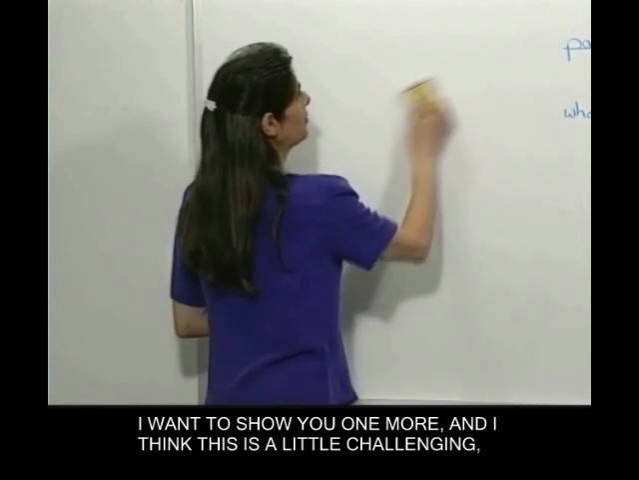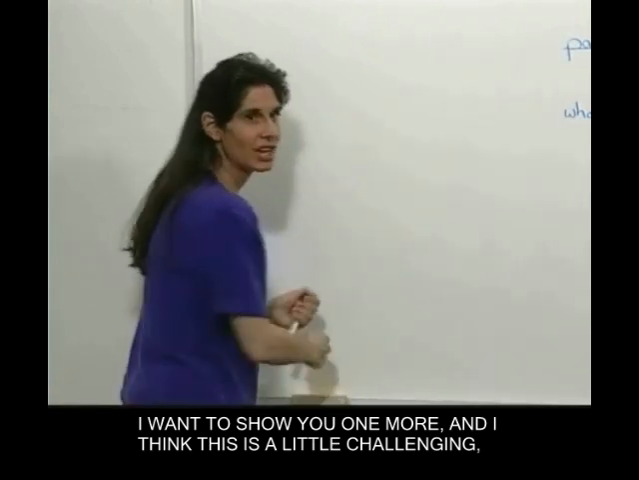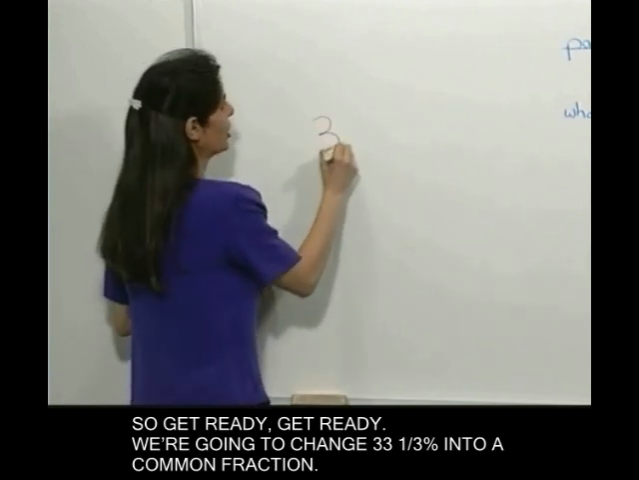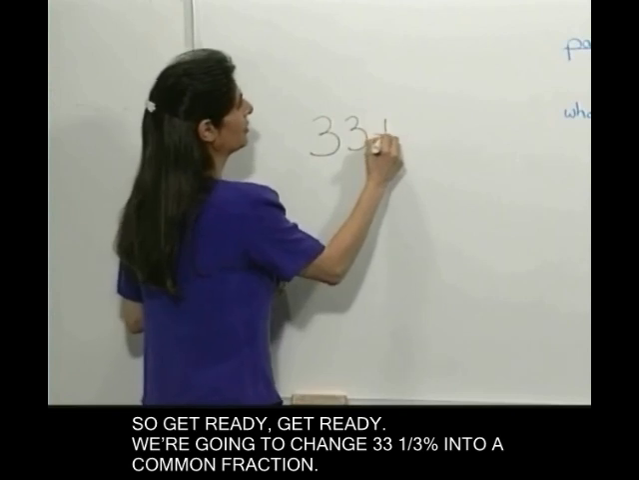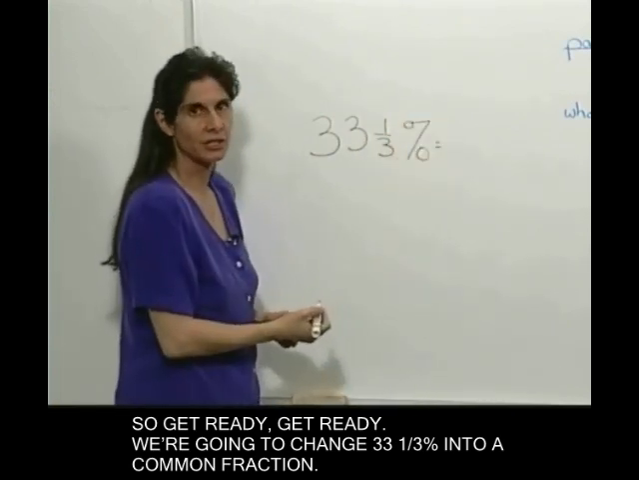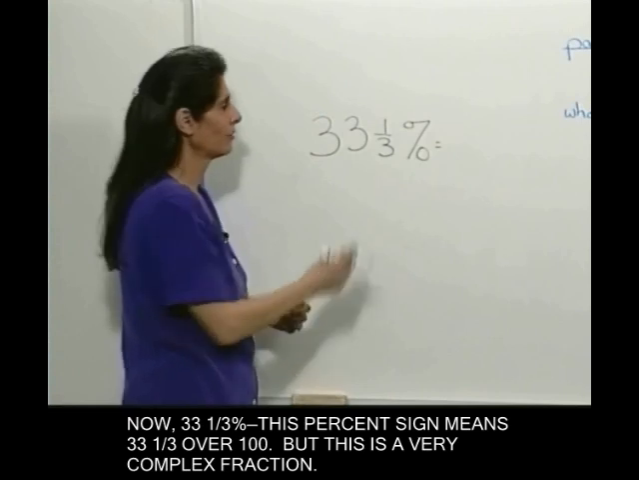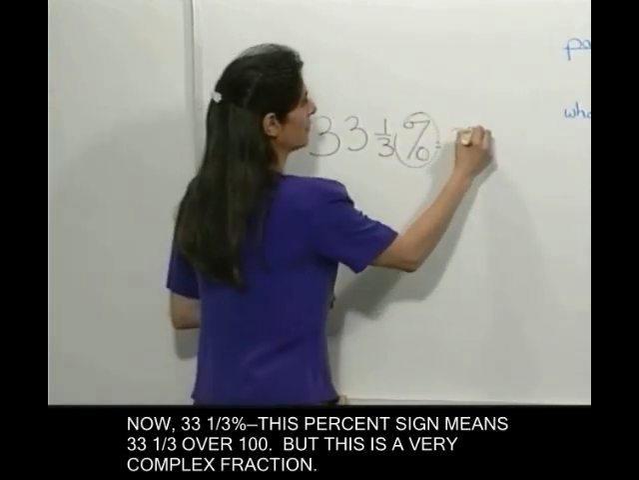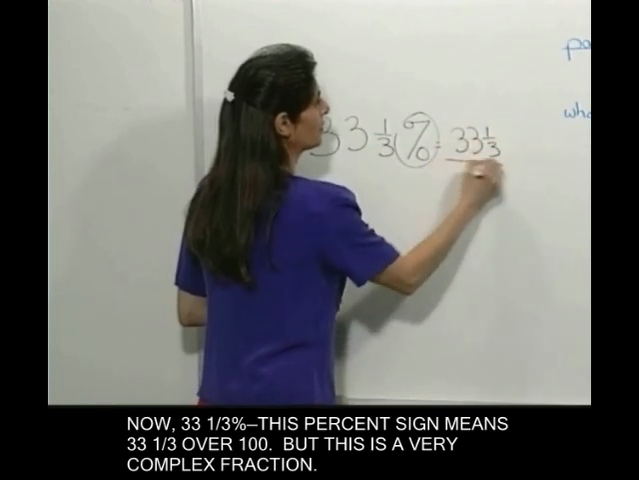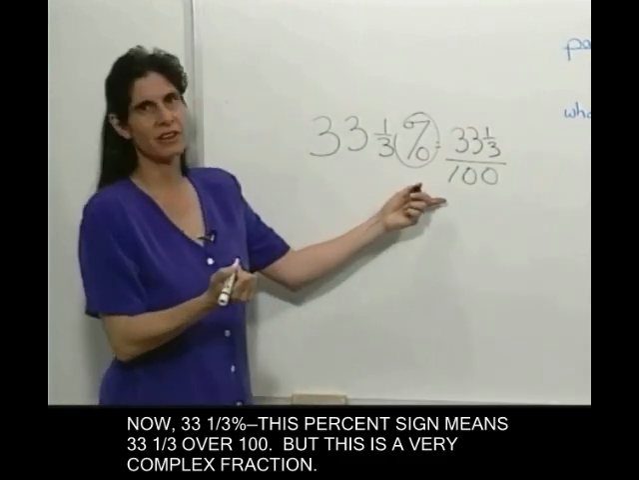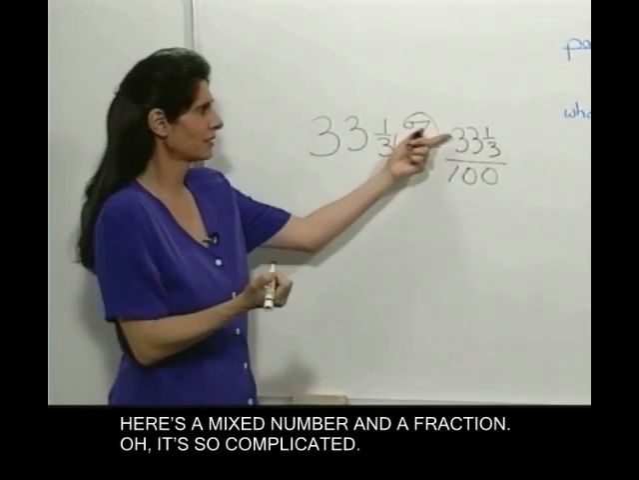I want to show you one more, and I think this is a little challenging. So get ready. We're going to change 33 1/3% into a common fraction. Now, 33 1/3%. This percent sign means this. It means 33 1/3 over 100. But this is a very complex fraction. Here's a mixed number and a fraction.